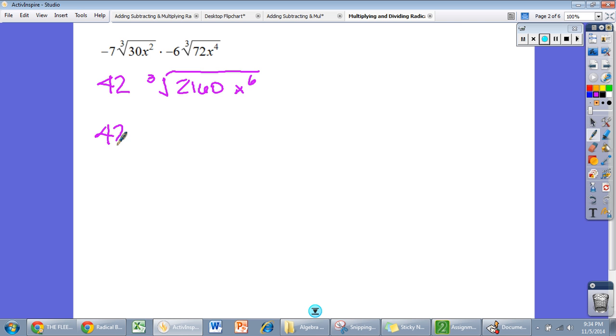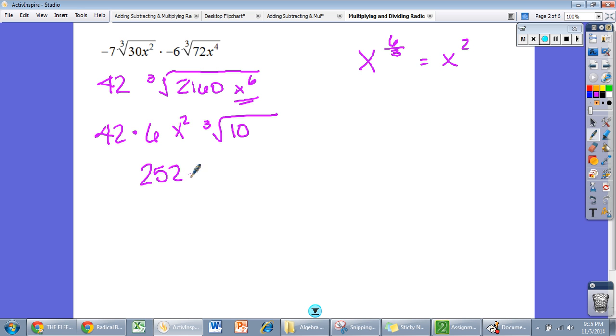So 42 times 6 on the outside, cube root of 10. But don't forget we got the variable here, x to the 6. And remember I told you if we took this index number and made it my denominator, we can see 3 goes into 6 2 times, so that makes x squared with nothing left over. So we don't need to put anything under the radical. My very last step is to multiply 42 times 6, and I get 252. X squared cube root of 10 would be my entire answer.